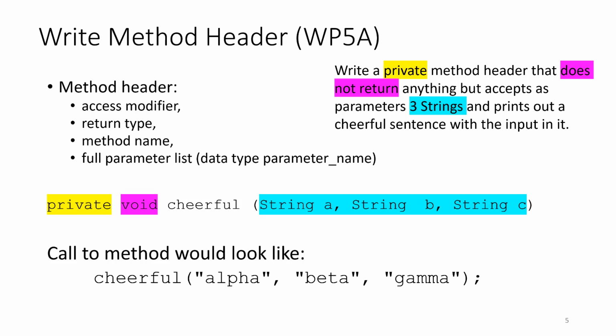Because it's private, we know it has to be in the same class. So it would be cheerful, followed by one string alpha, another string beta, and the final string gamma. Alpha would map to the parameter A, beta would map to the parameter B, and gamma would map to the parameter C. Let's look at another example.